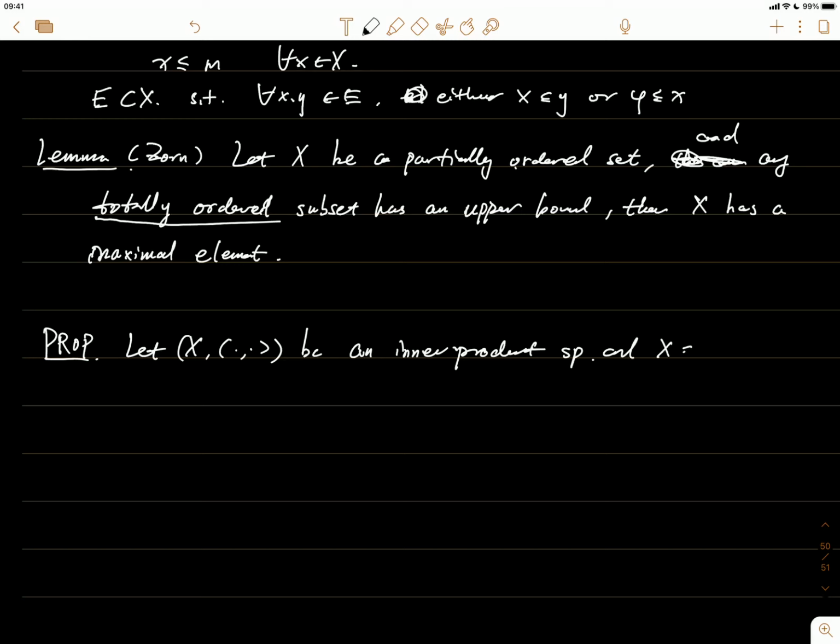Let's say this X is non-trivial. It's not just a 0. Then X has a complete orthonormal set. Okay, so let's see how to prove this.